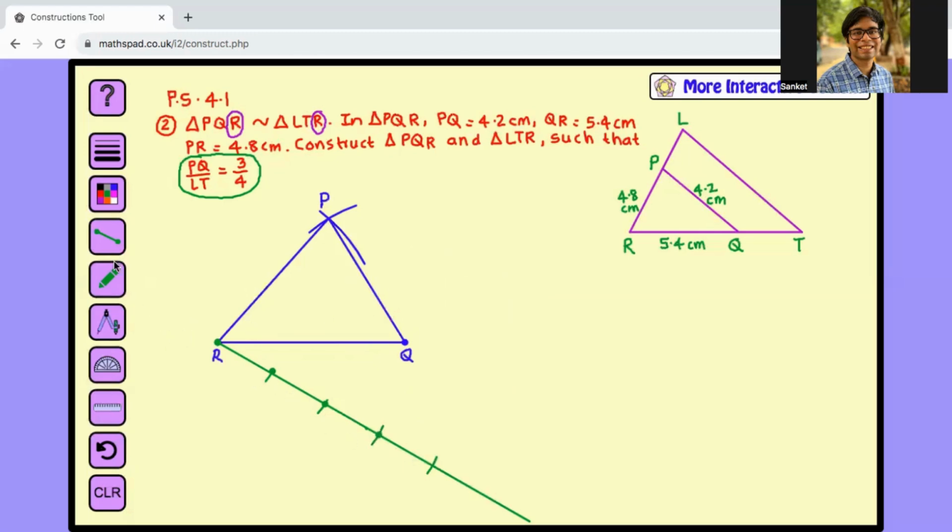I'm going to label these marks as point P1, P2, P3, and P4.